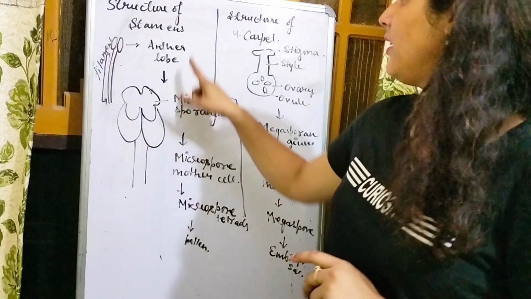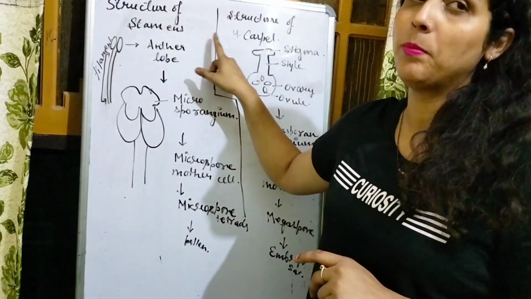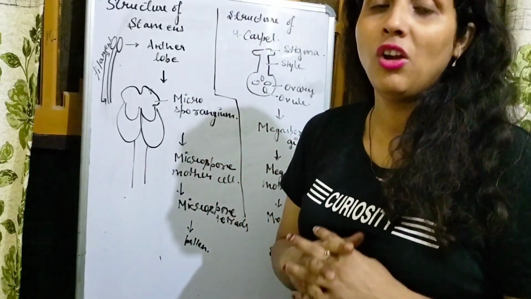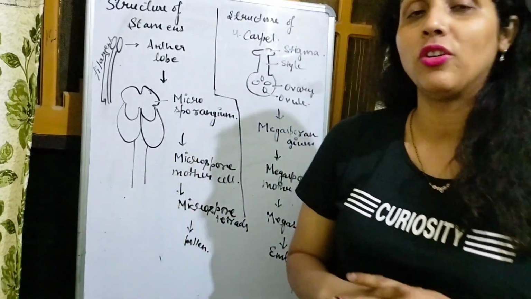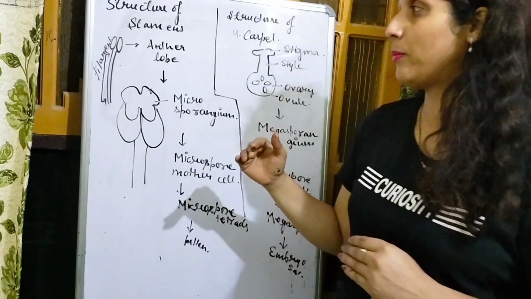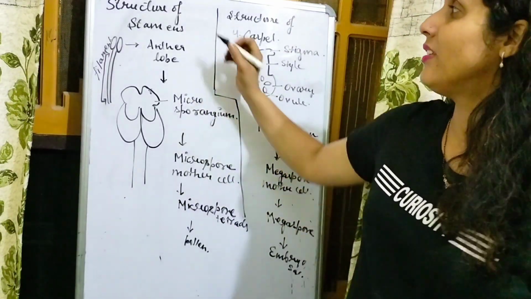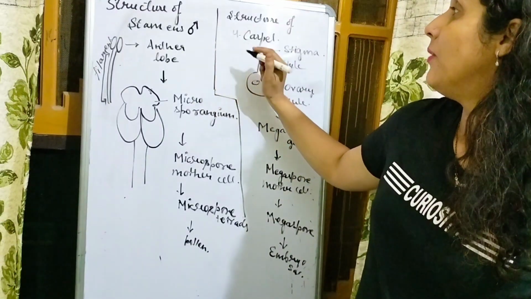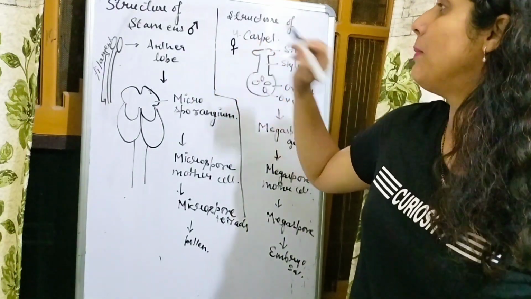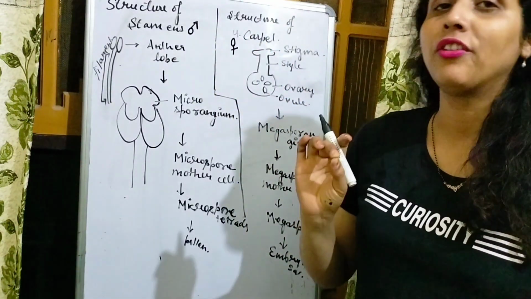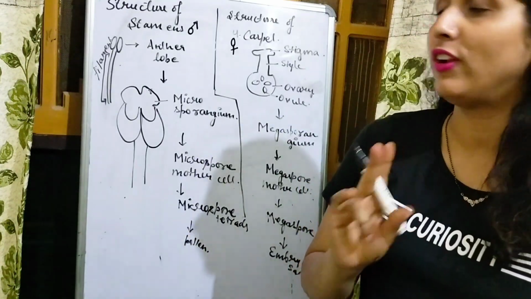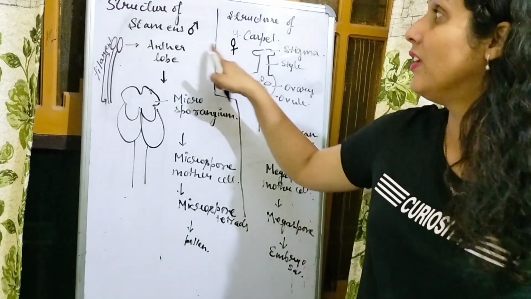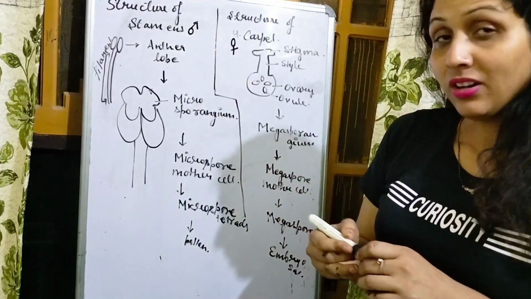Now, as we know, stamen and carpel are the most important parts of the flower, because these two are called essential whorls. Why are they called essential? Because they are directly involved in sexual reproduction. Stamen is the male reproductive part of the flower and carpel is the female reproductive part. And for sexual reproduction, only two different sexes are important: one is male and another one is female.